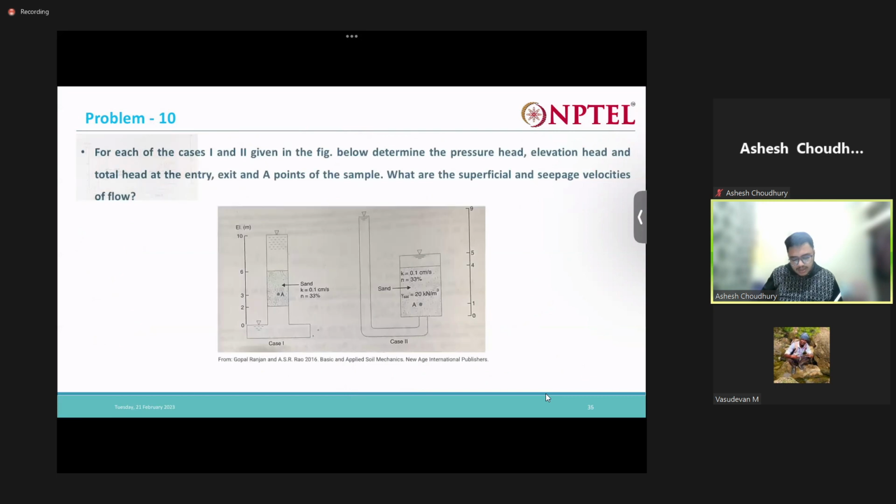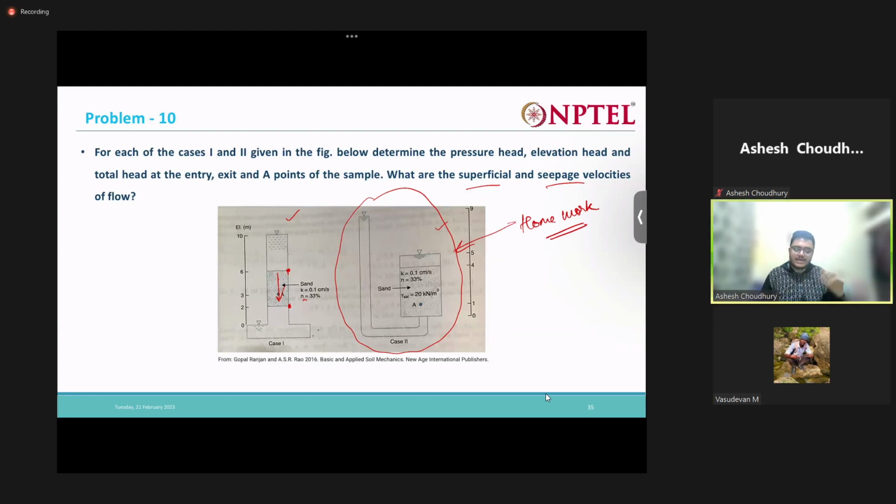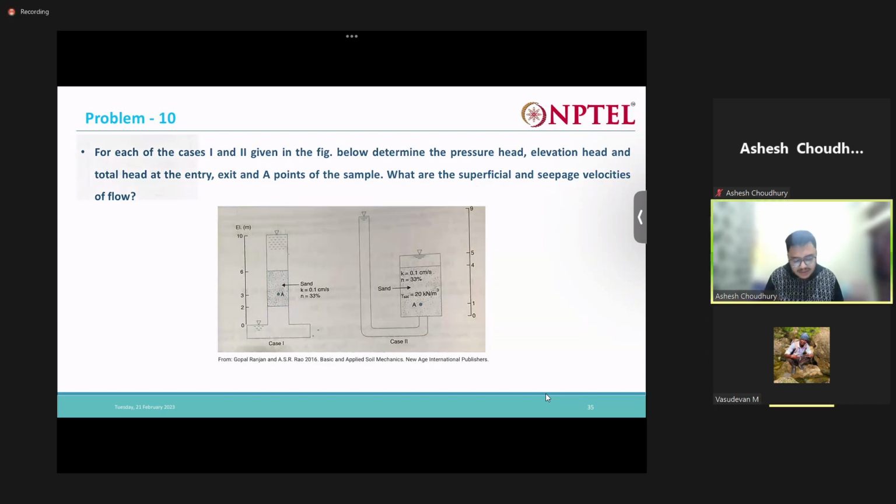In the same way, I hope you can calculate for this case 2. So this one is homework. You can calculate this, and if we get time we'll be solving it again, and at that time I hope you will be able to tell me how to solve this problem. This is exactly the same as case 1, little different. So this problem was clear, right?